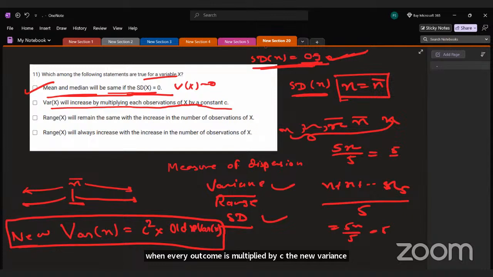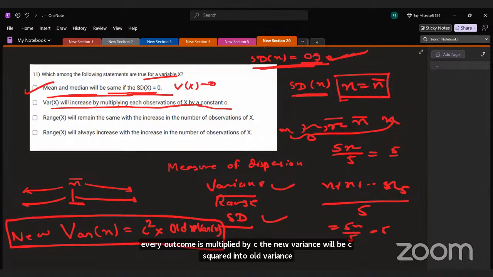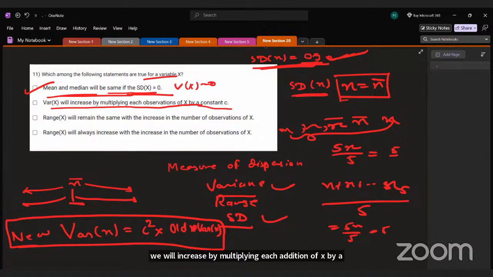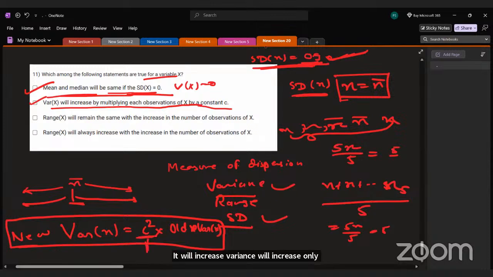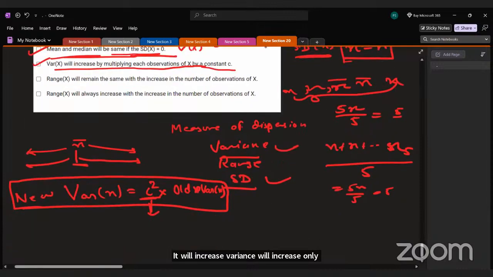So again, the variance will increase by multiplying each observation of x by a constant c. It will increase only, because c square is always a positive number. Even if we multiply every observation with a negative constant, the c square will always be positive, so Vx will increase only.